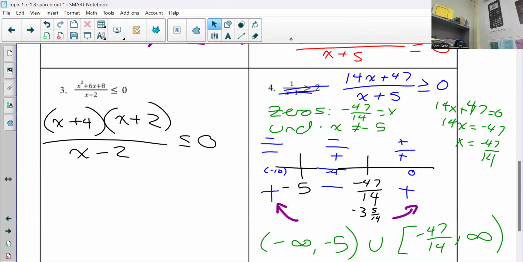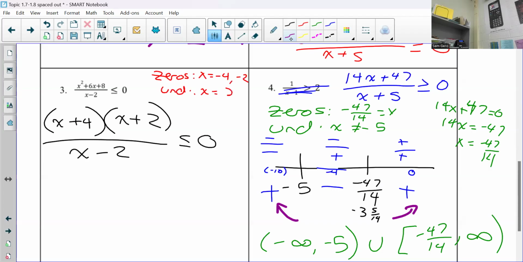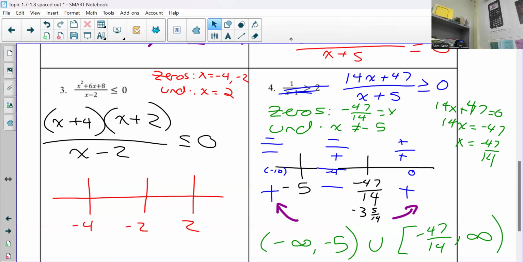I need to do my zeros and my undefined. Zeros come from the top, so x equals -4 and -2. And my undefined comes from the bottom, that's x equals 2. So I have 3 this time: -4, -2, and 2. And again, I'm picking numbers that are in these intervals.